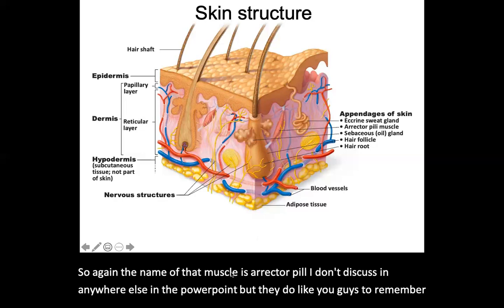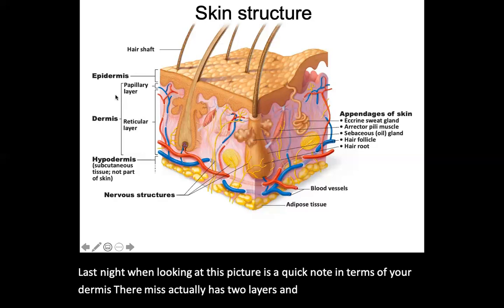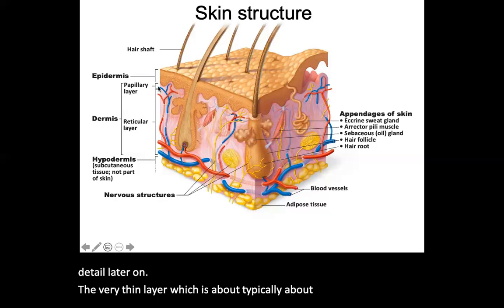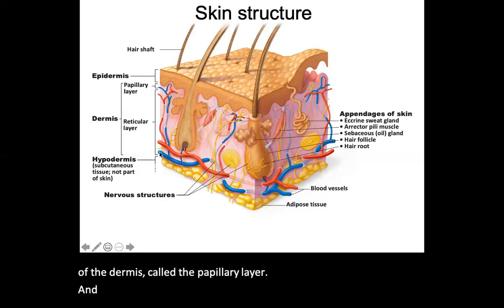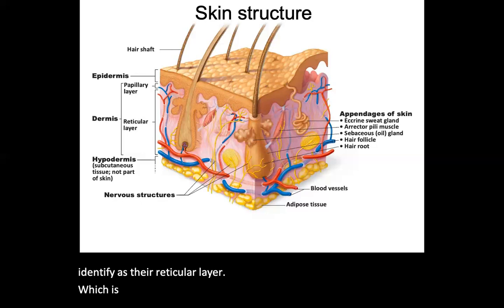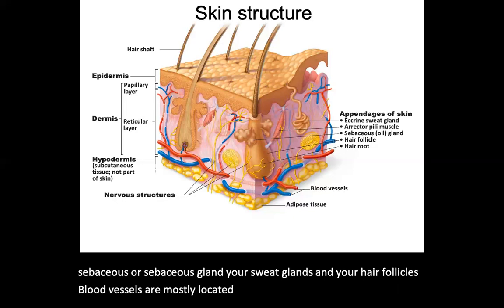Last note when looking at this picture is a quick note in terms of your dermis. The dermis actually has 2 layers, and I provide a little more detail later on. The very thin layer, which is typically about 20% of the top portion of the dermis, is called the papillary layer. The remainder, basically 80%, is what we identify as the reticular layer, which holds most of the structures we identify, like your oil or sebaceous glands, your sweat glands, and your hair follicles. Blood vessels are mostly located within your reticular layer.